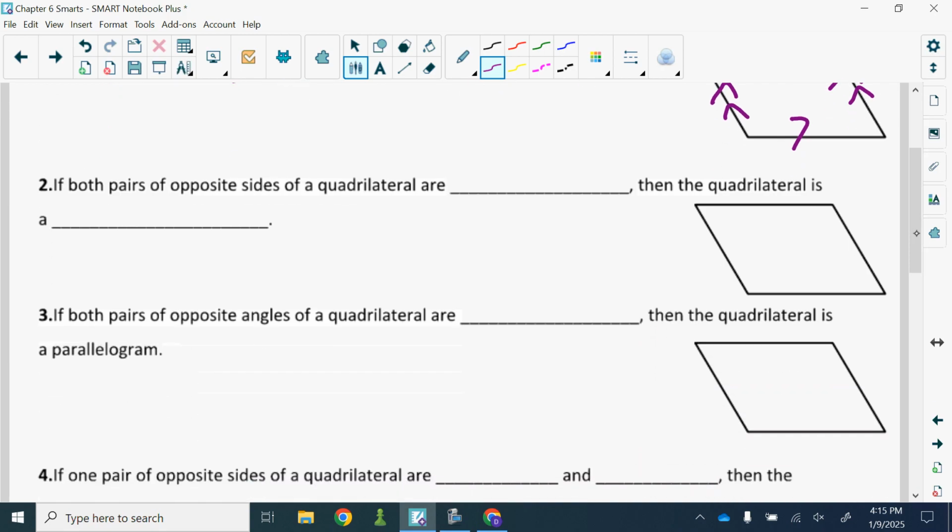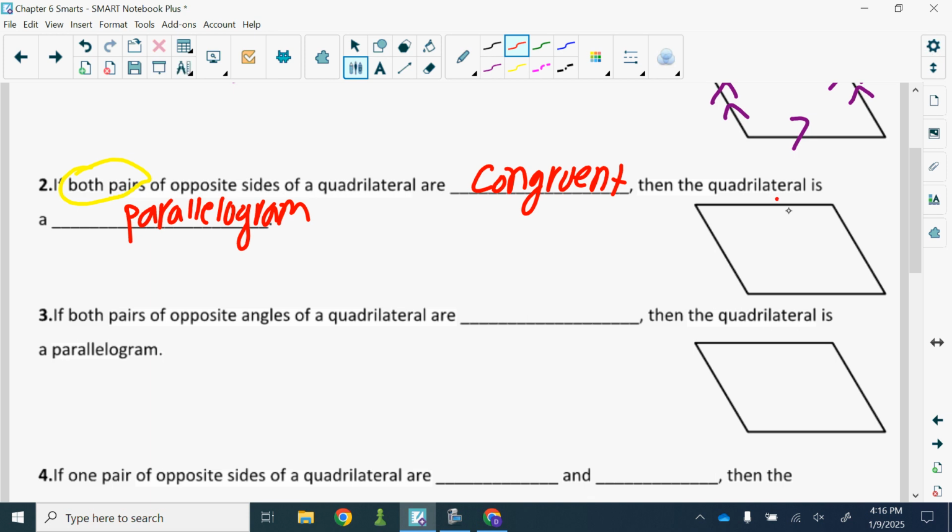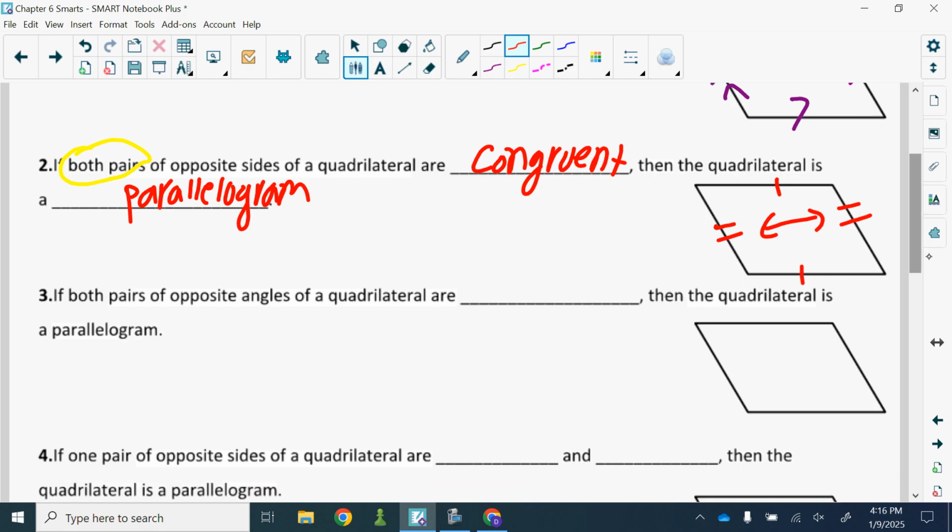Two, if both pairs, and it's important that it does say both pairs, of opposite sides of a quadrilateral are congruent, then the quadrilateral is a parallelogram. So these two guys are congruent, these two guys are congruent. Opposite sides facing one another.